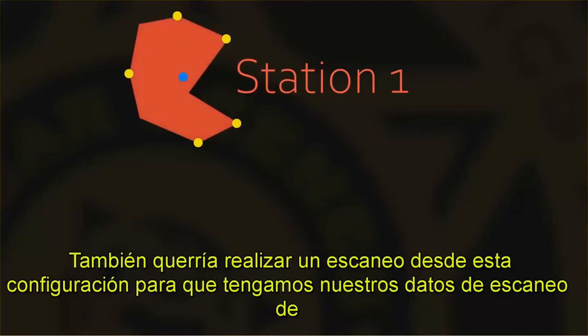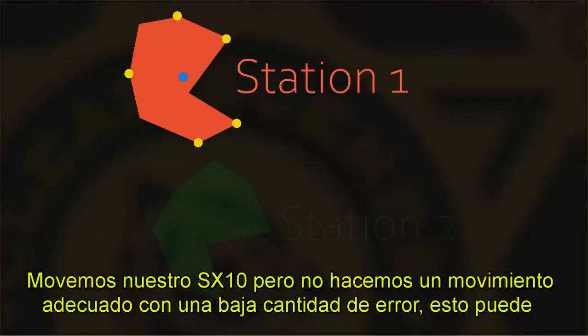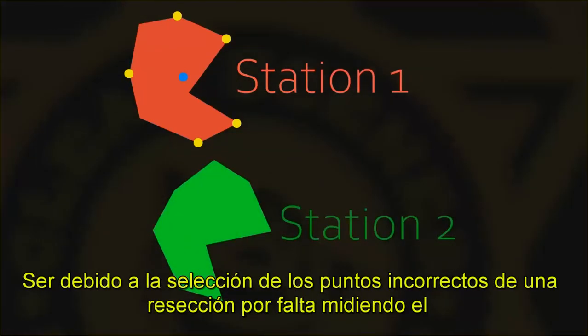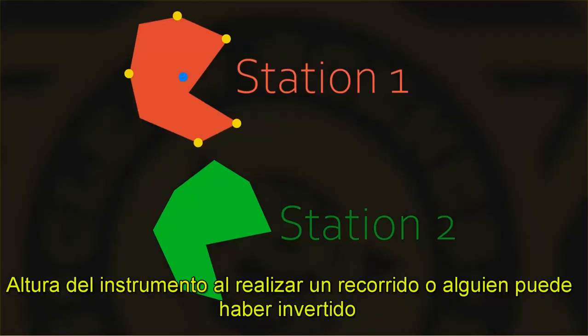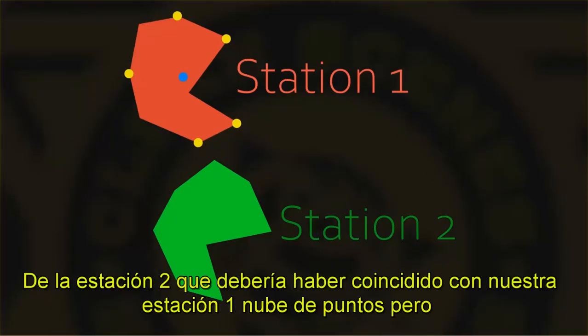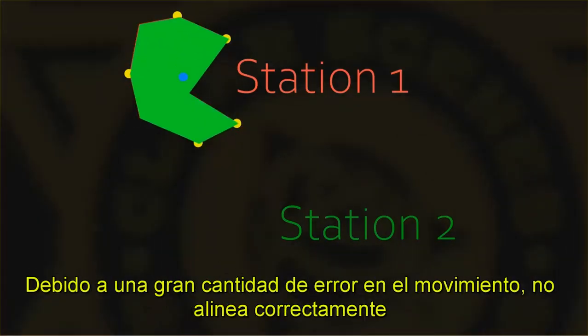We would also want to conduct a scan from this setup. So we have our scan data from station 1 in red, and we have our topo points as yellow dots. Now at the scene we move our SX10, but don't do a proper move with a low amount of error. This can be due to selecting the incorrect points of a resection, by mismeasuring the instrument height when conducting a traverse, or somebody may have inadvertently moved our control or common points without our knowledge. That creates a point cloud from station 2 that should have matched up with our station 1 point cloud, but due to a large amount of error in the move, it doesn't quite line up.